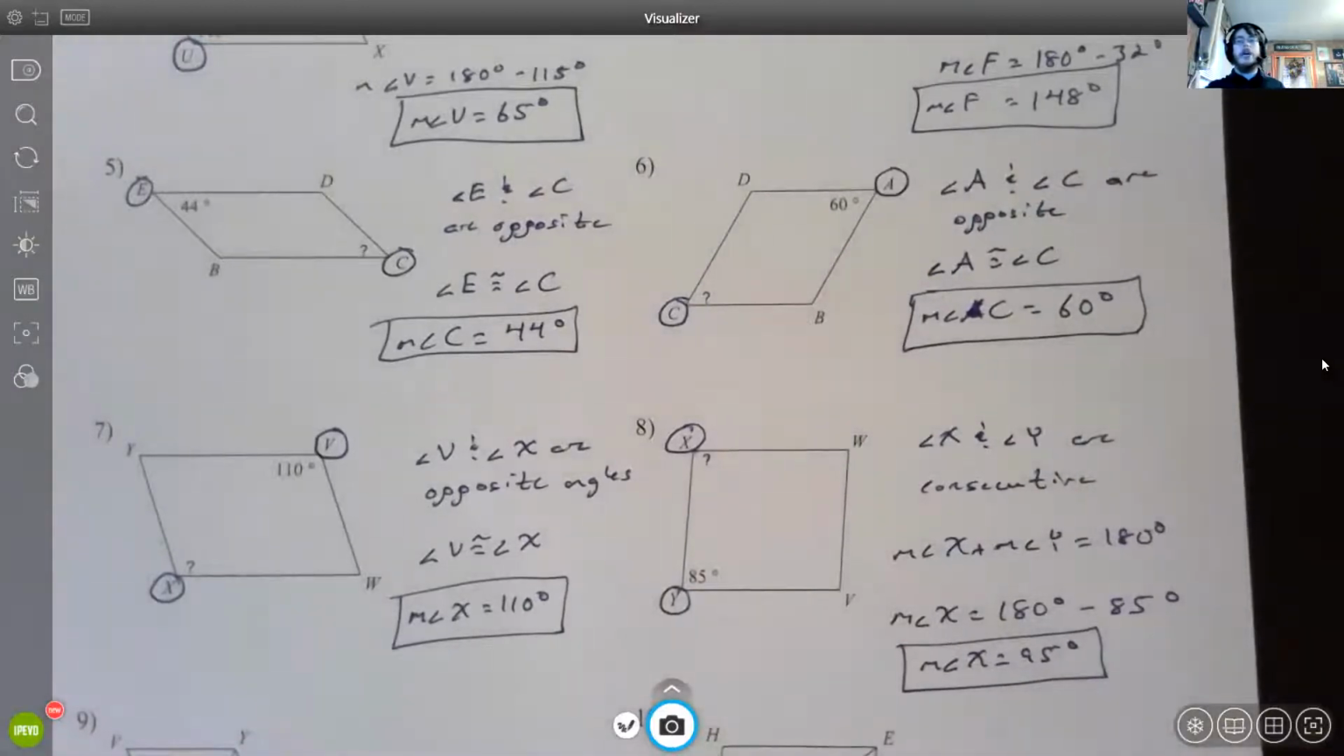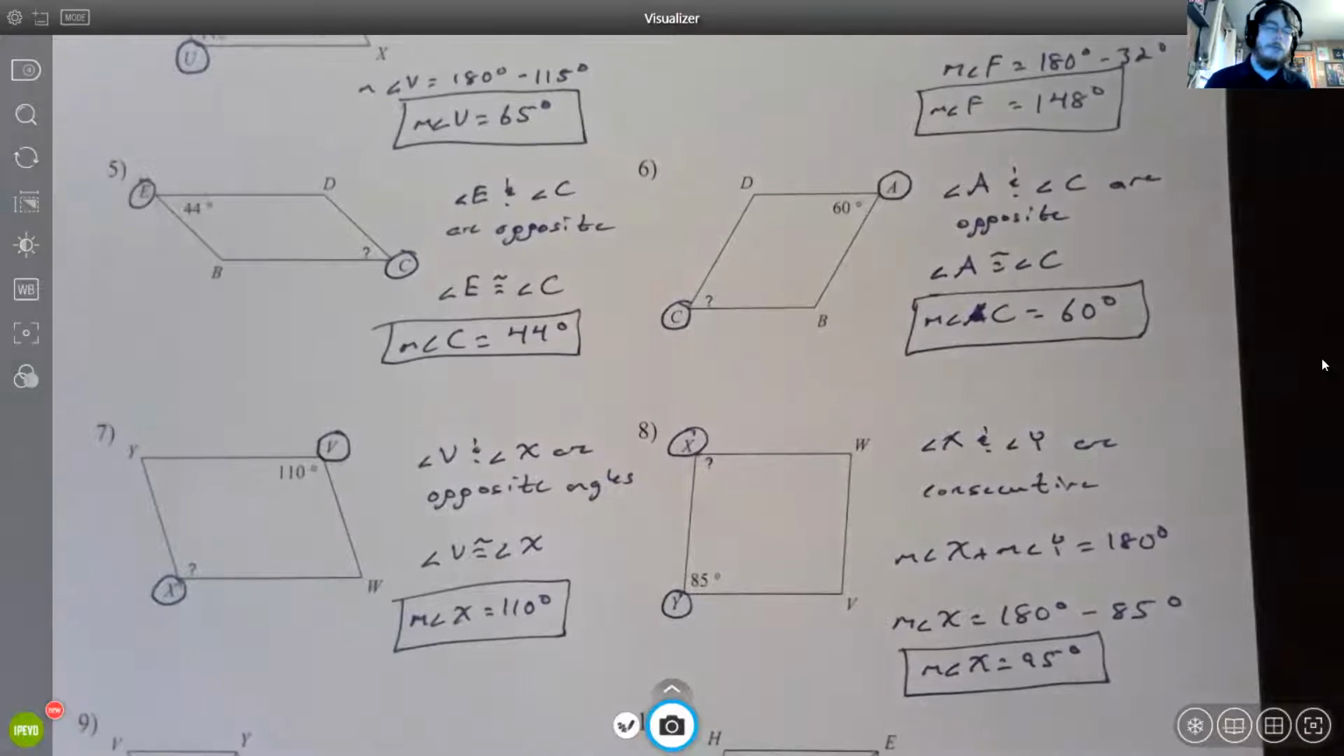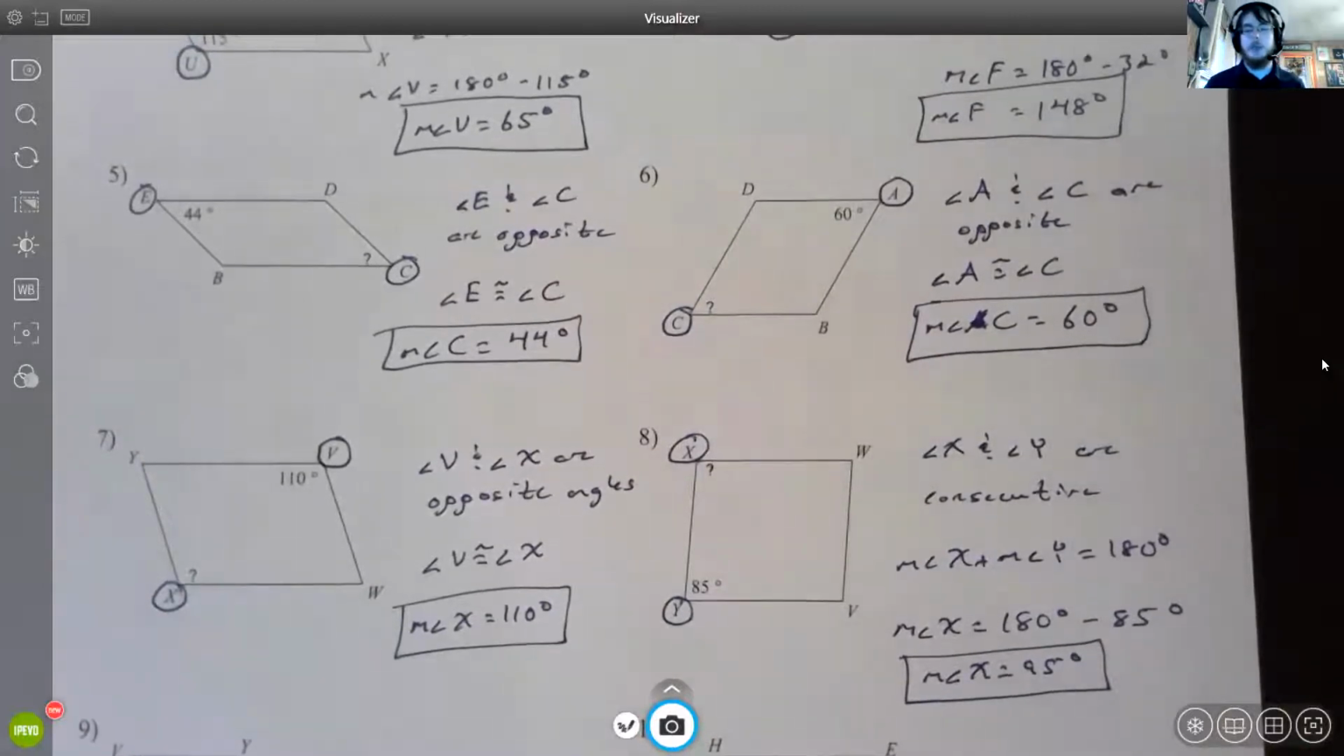Okay, so for angles in parallelograms, you need to make sure if they're opposite, they need to be congruent. And if they're consecutive or adjacent to one another, they have to be supplementary.